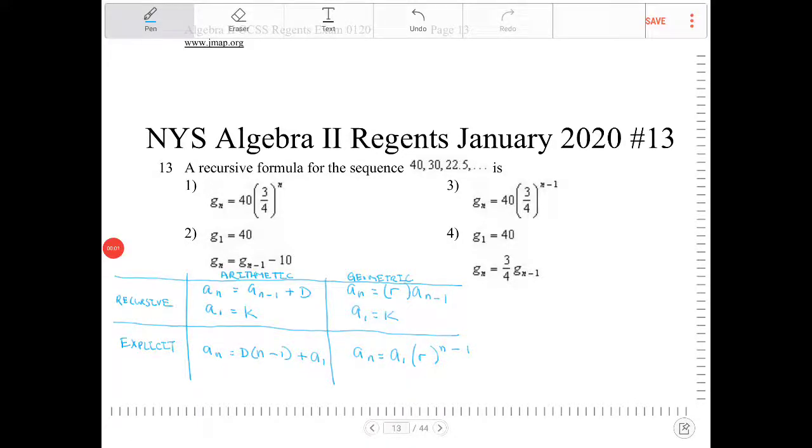The recursive formula for sequence 40, 30, 22.5 is... Okay, so in order for us to answer this question, we have to be clear on what exactly is a recursive formula versus what is an explicit formula.